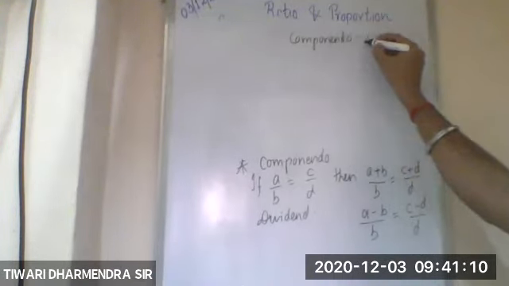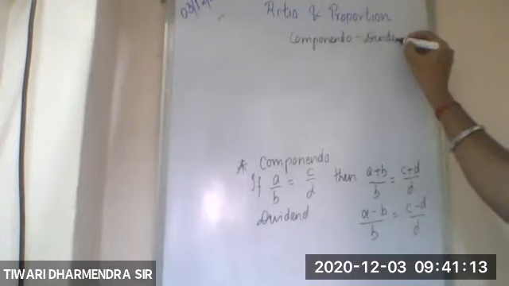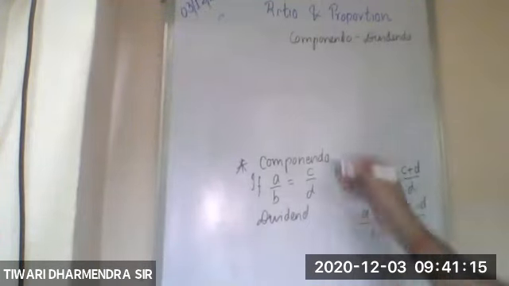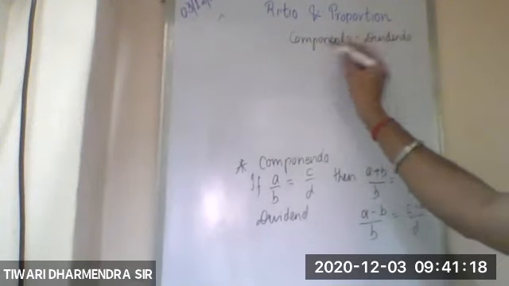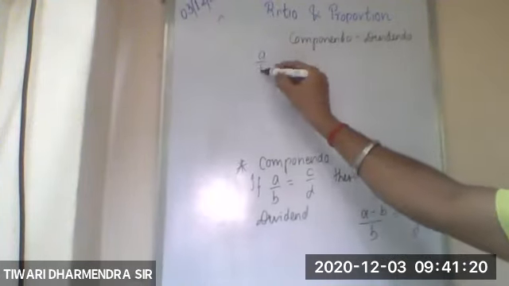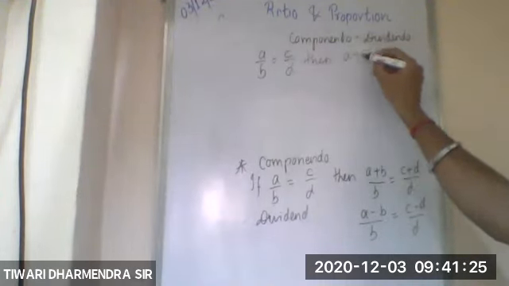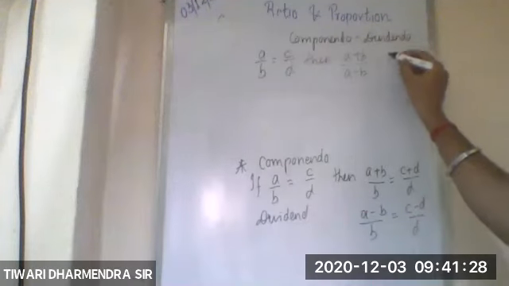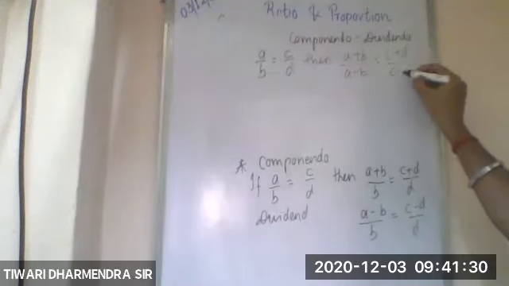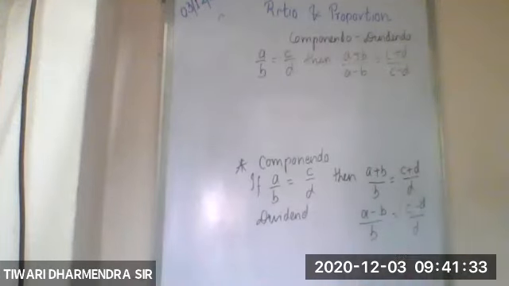Componendo dividendo. So componendo and dividendo, applied together on the ratio a by b equal to c by d, then we are having a plus b upon a minus b equal to c plus d upon c minus d. As we are having the same terms, that is b by b, d by d, they get cancelled. What remains? a plus b upon a minus b, c plus d upon c minus d. That's similar. Okay, so done for today.